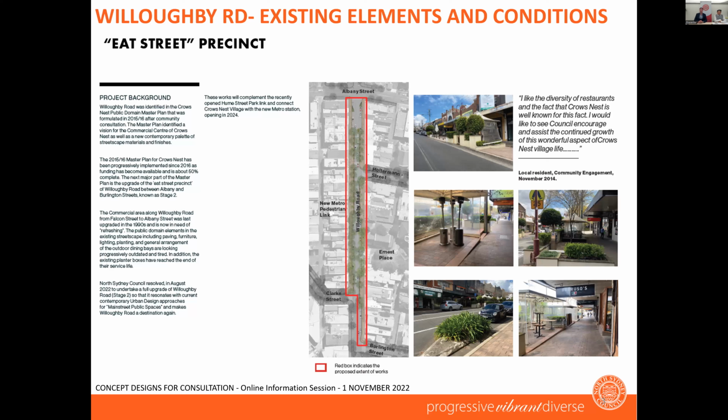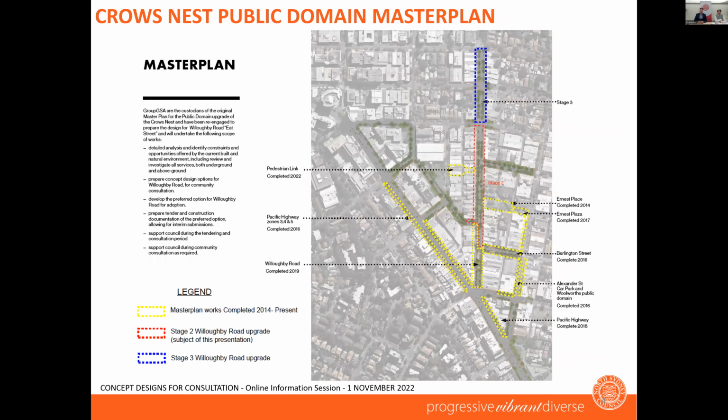So we have done a fair bit of work on that master plan that was adopted by council, but this is probably the key project of that master plan that we're now embarking on. As I said, it might be a bit hard for you to see here on the screen, but if you can, the yellow hatched areas on this diagram are showing you what has been completed to date as part of the master plan. And then we're showing you in the red hatched area, the Willoughby Road.